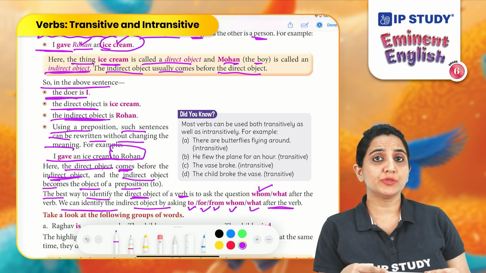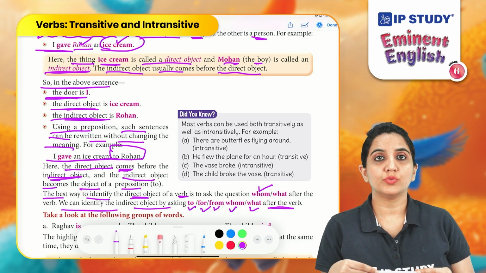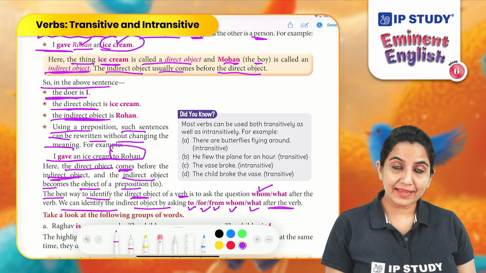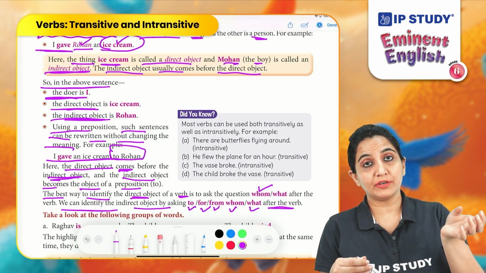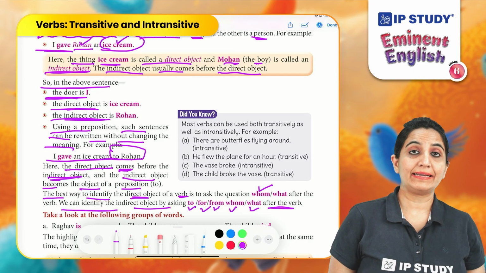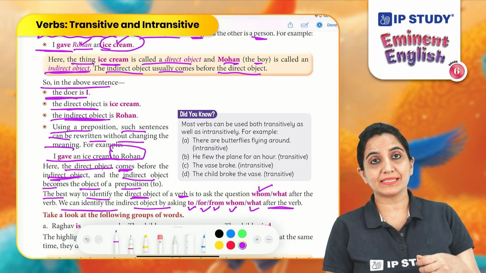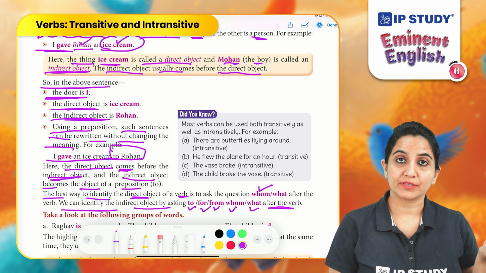So, what did you give? I gave an ice cream. To whom? To Rohan. So, after asking the question whom or what after a verb, you can identify the indirect object by asking to, for, from, whom, what after the verb.